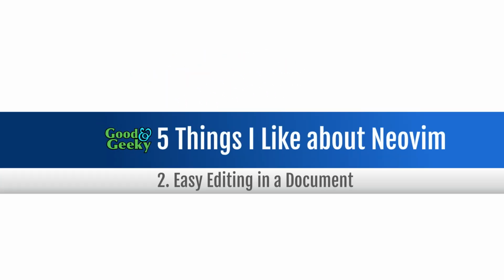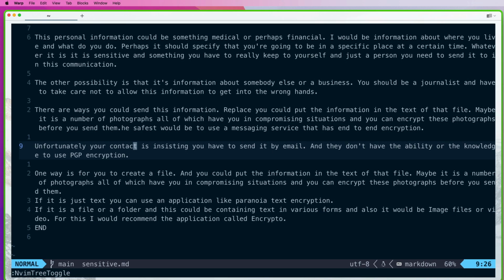Number 2, easy editing. It's a really neat trick when you can change a word throughout a document. For example, in this document, I have the word could, and I want to change them all to the word should. Let's do that now. I'll show you how to do it. It's quite simple. You have to remember a little bit of a code to do it though.